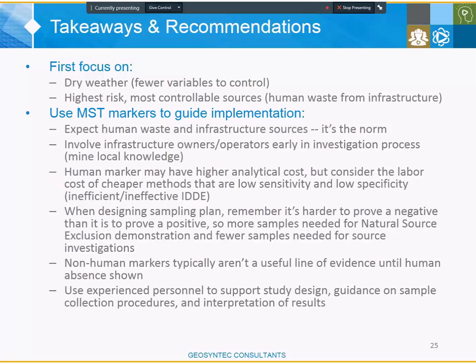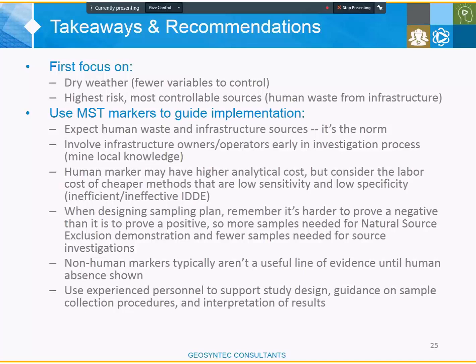Third, under this bullet, human markers may have a higher analytical cost, which I think scares off some users. But consider the labor costs of cheaper methods like test strips, that are low sensitivity, so they're missing waste, and they're low specificity, so they're flipping a coin in the field, sending you on wild goose chases. That's an inefficient and ineffective IDDE path.